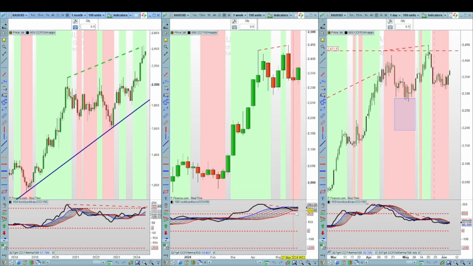On the weekly, the CCI is below the moving averages, so it's giving us a bearish signal. And we've also got the bearish divergence as well. Lower highs, higher highs. So just be careful about going long. I wouldn't be going long at the moment.